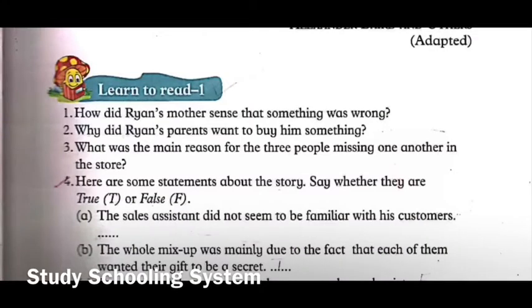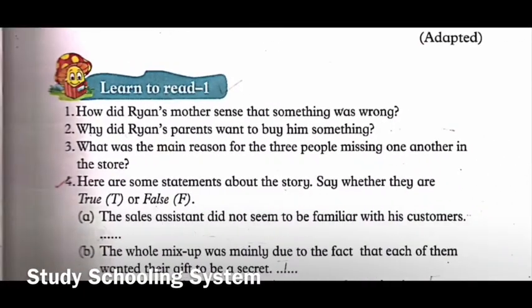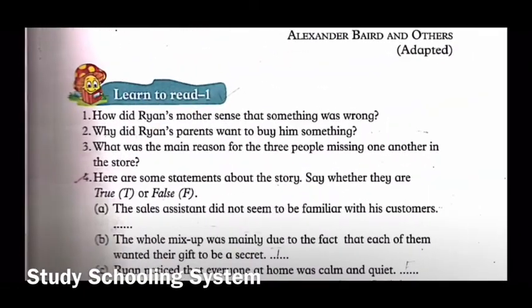hands. Make sure to do this learn to read exercise in your notebook, students, because the questions are given in this way. You do not have space to write it in your book. So question and answers will be done in your notebook, okay? So neatly make a margin and write the question, leave a line and write the answer.